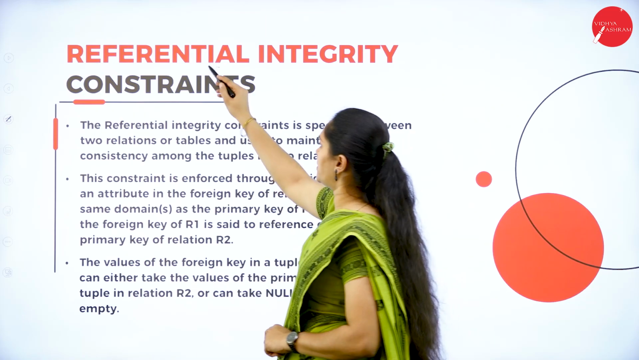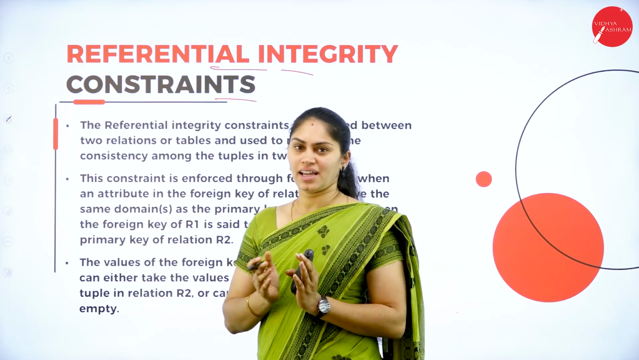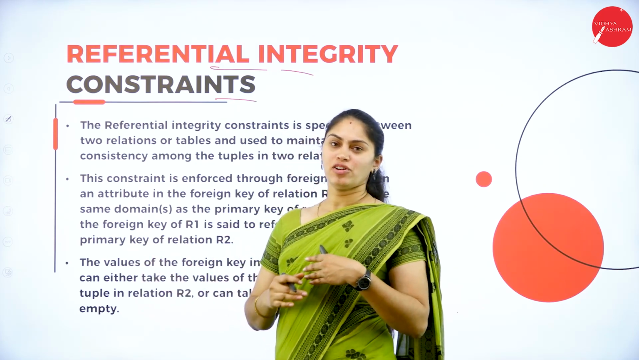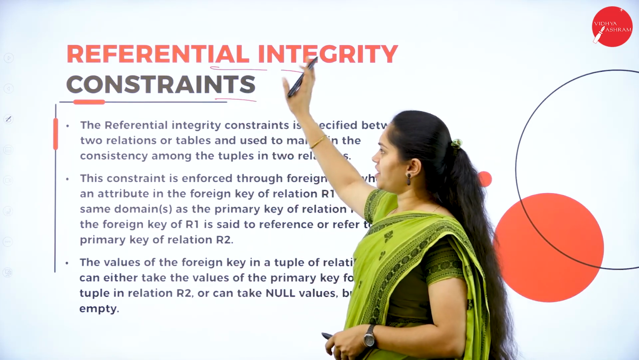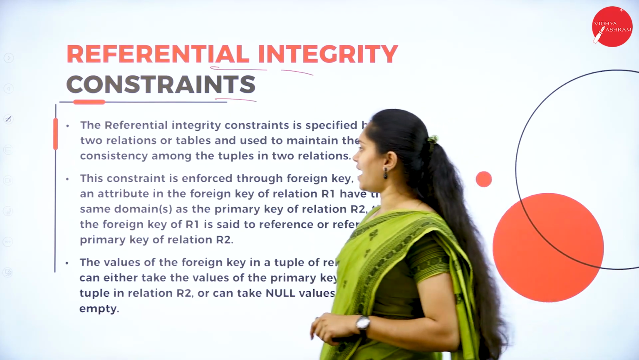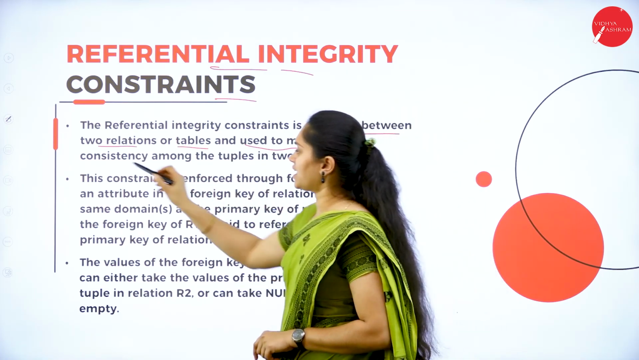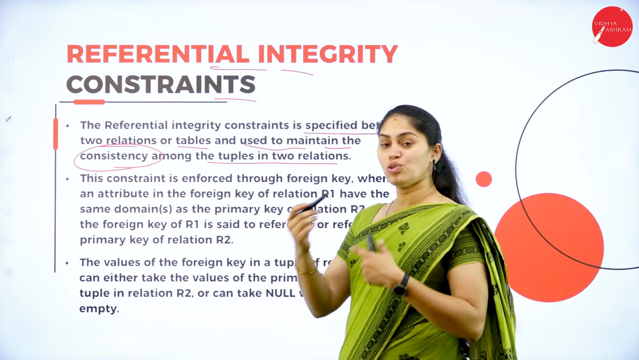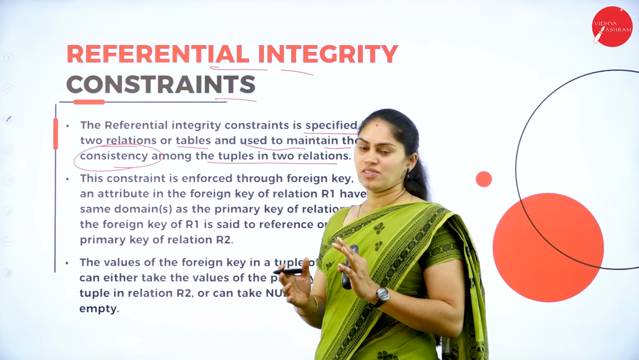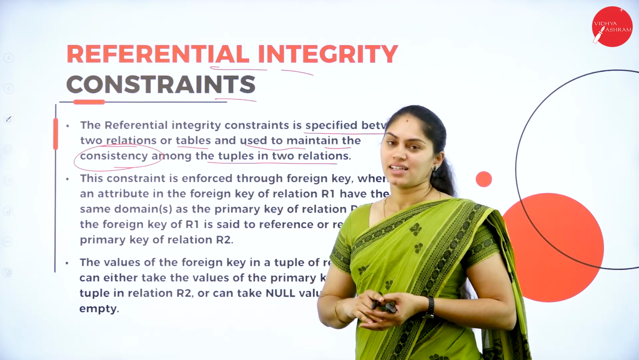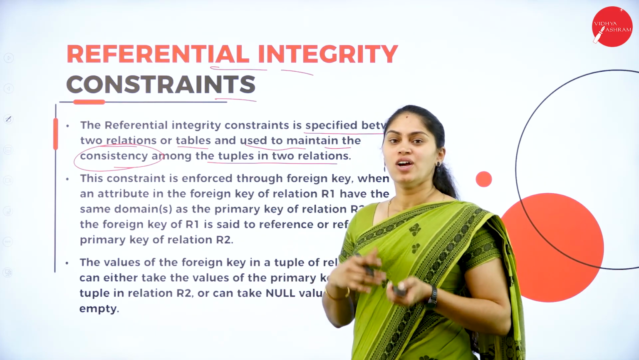Next, we will have this referential integrity constraint. So, till now we discussed the constraints within a table. Then, how can I ensure the purity of information or quality of information between two tables? For that, we have this referential integrity constraint. What it says is that the constraint is specified between two relations or tables, and it is used to maintain the consistency among the tuples in two relations. So, if you want to maintain consistency between two tables, then we should use this referential integrity constraint. Then how do we use it? With the help of foreign key. We are using a concept called foreign key here.